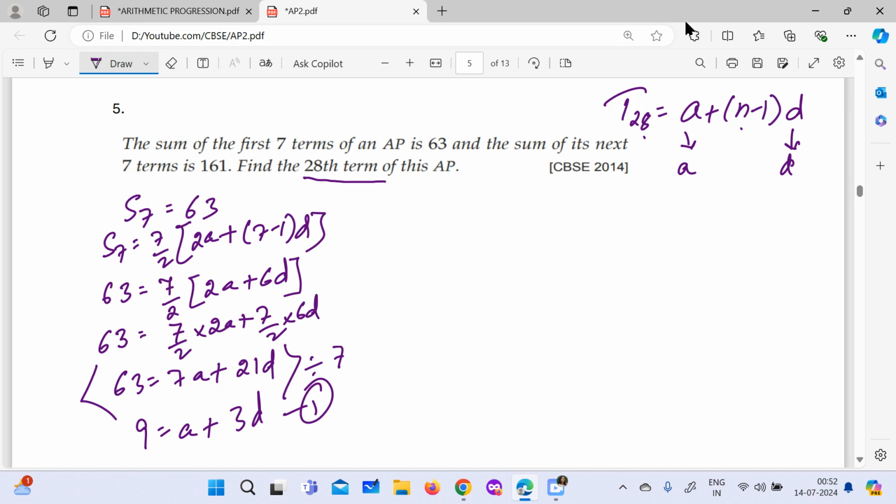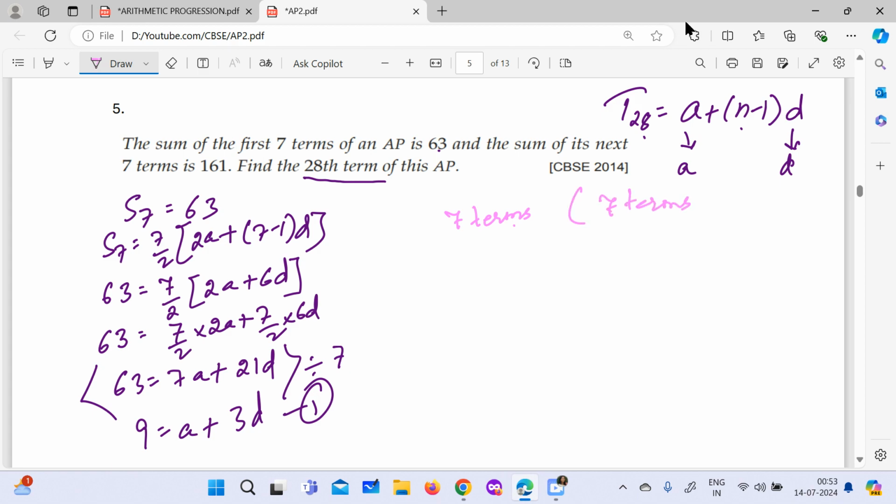Now see the next one. Now it says, and the sum of next 7 terms. So we did the sum of first 7 terms is 63, and the sum of its next 7 terms is 161. So understand it, sum of first 7 terms, and then it says, and the sum of its next 7 terms means next 7 terms.